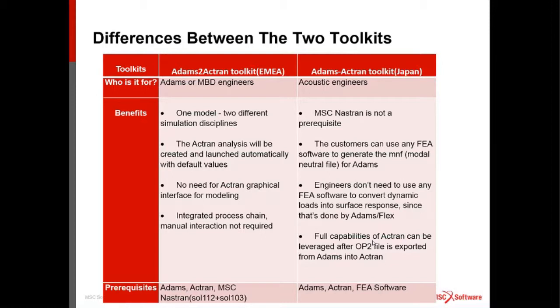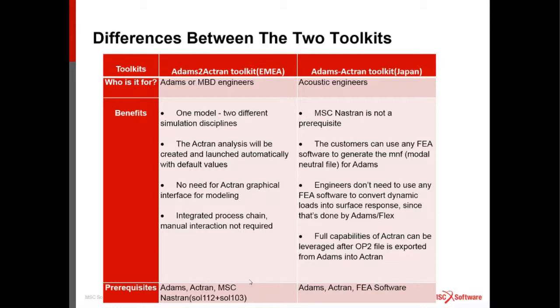So the prerequisites for the two technologies. For the coupled chain analysis, you need Adams, you need Actran, and you need any kind of mainstream FEA software which can generate the model neutral file that can be used in Adams to create the flexible body. For the highly integrated solution, currently you need Adams and Actran. You also need to have MSc Nastran solution 112 and solution 103. That is the current prerequisite for the highly integrated solution.